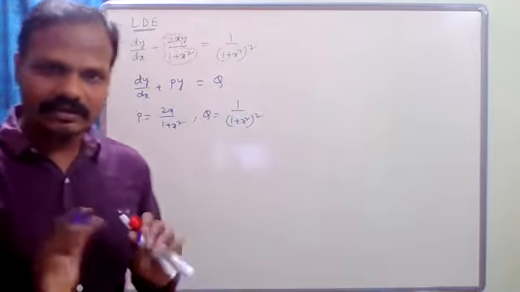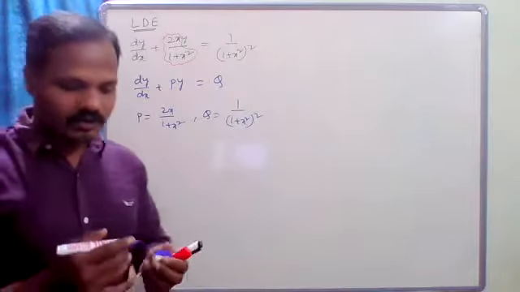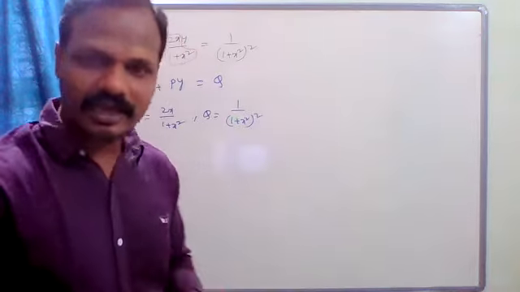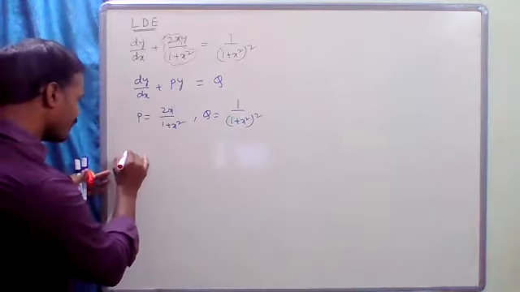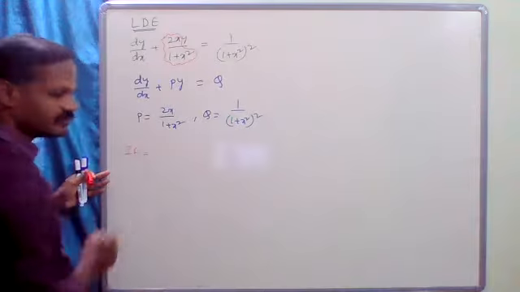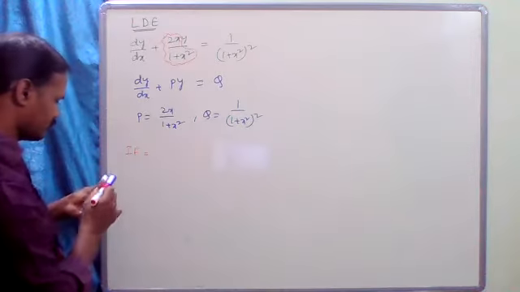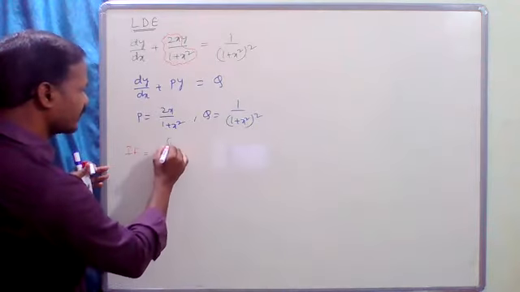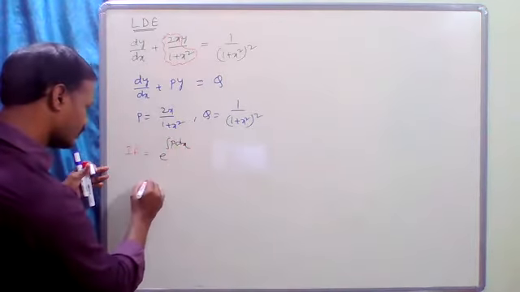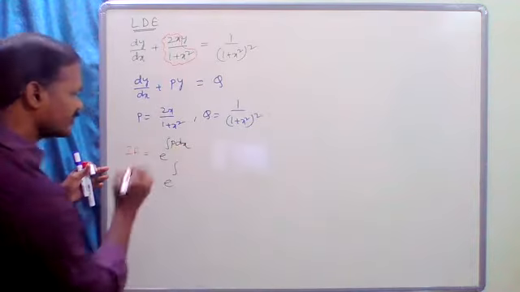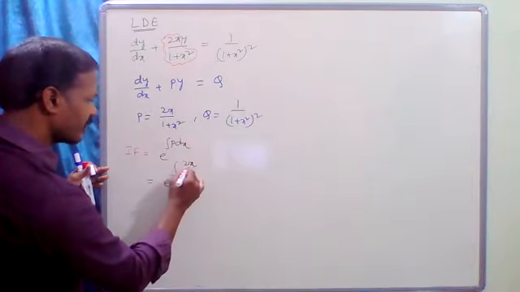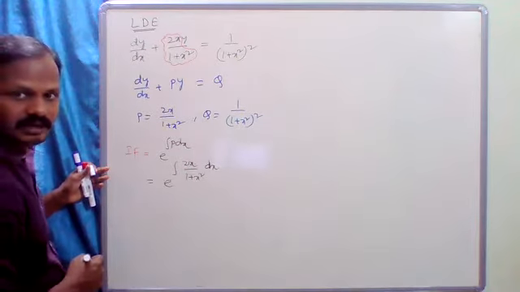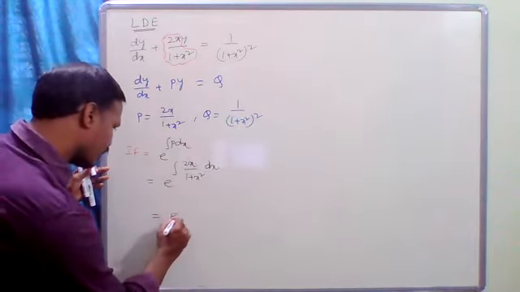Is it clear? Now what we have to do? First of all, we have to find the IF, integrating factor. So IF equal to e power integral p dx, which equals e power integral, what is p? 2x by 1 plus x square dx.